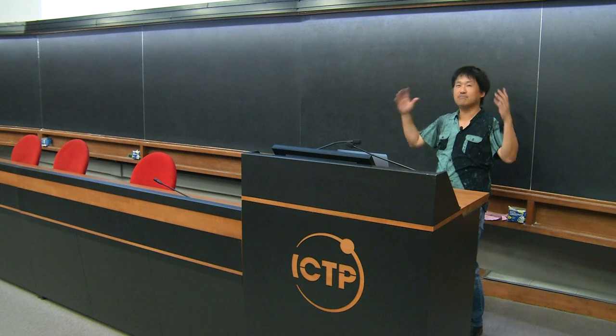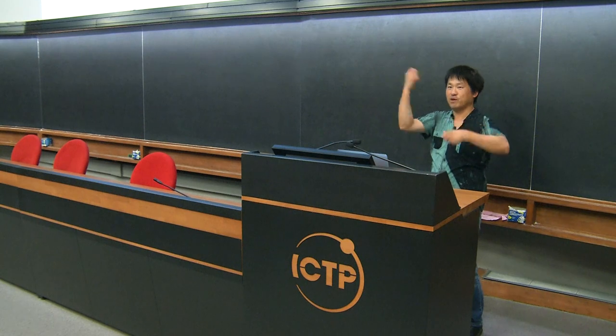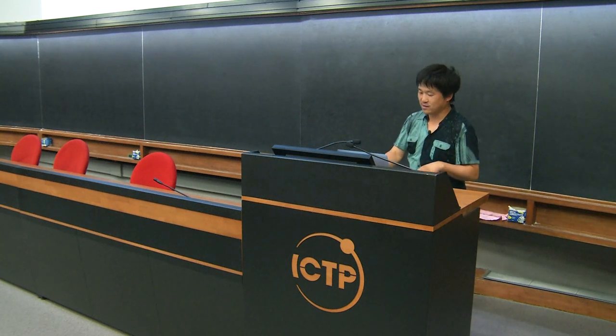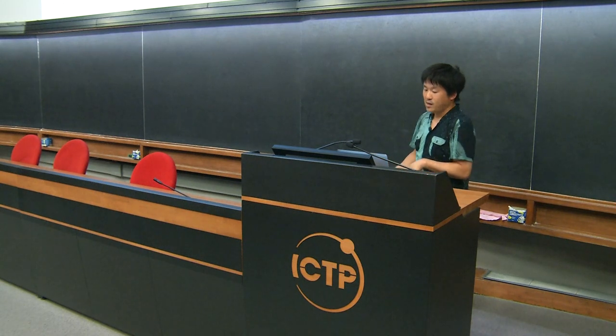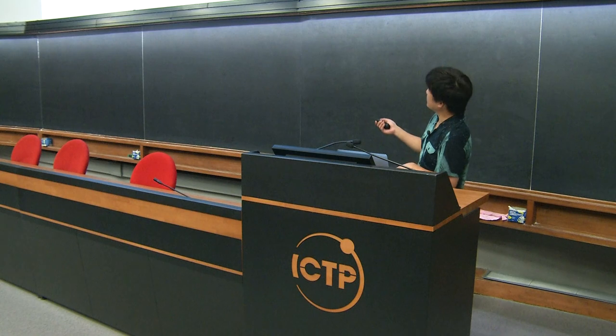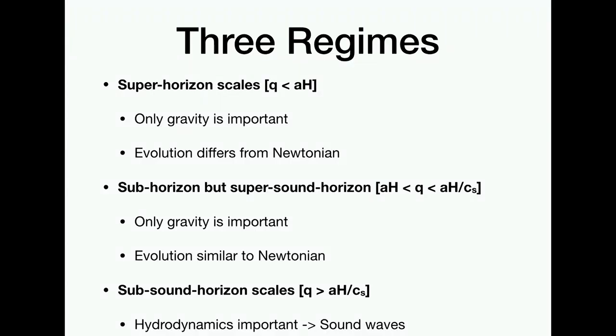This is the picture you need to have in your mind. Perturbations coming inside the horizon, complicated. But just think about the drum coming, bang, bang, bang, bang. On super-horizon scales, only gravity is important. But on sub-horizon, yet super-sound-horizon scales, so greater than the sound horizon but less than the photon horizon, gravity is still important, but the evolution is similar to Newtonian. And on sub-horizon scales, hydrodynamics is important, so when people come in and say, bang, sound waves are propagated. That's the picture, okay?